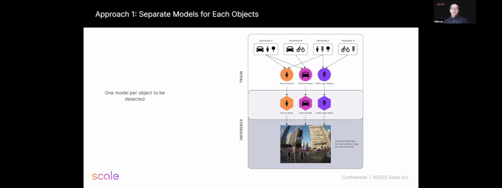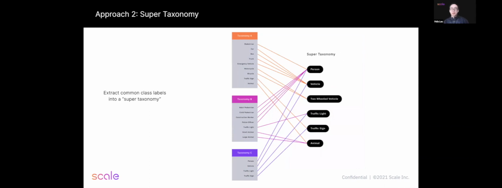However, there's one big obvious drawback, which is that the images the models are encoding are essentially the same. So even though the objects to be detected are different, the encoders should still be able to share a lot of common features. Next, we'll look at our approach to train a single detection model across different data sets using what we call a super taxonomy.